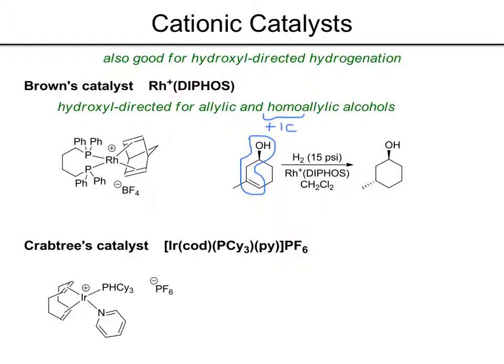Crabtree's catalyst is an iridium-based catalyst. So iridium is just below rhodium in the periodic table. And in this case, you've got similar activity. So there's no hydrogen here. You've got similar activity to Brown's catalyst. Just for clarification, COD refers to this group, which is a cyclooctadiene, and Cy is just the cyclohexyl groups, and this is pyridine.